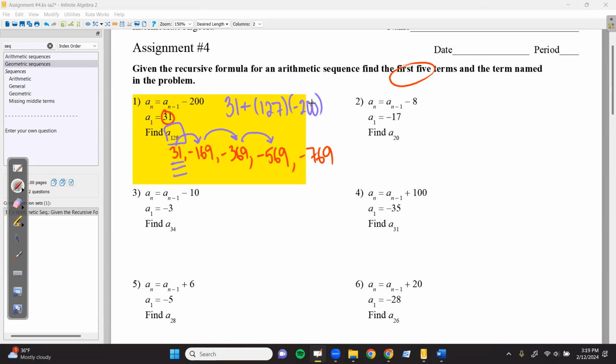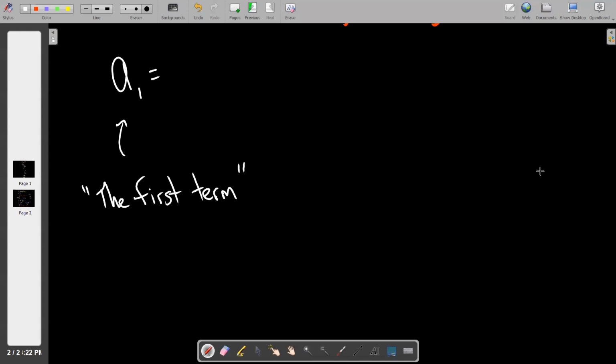All right, I want you to try number 2, without my assistance, but I would help you if that comes up. I need you to understand that when you see A with the little 1 underneath it, A sub 1, that is universal math speak for the first term. The little number down here is how far into the sequence we have to go. So A sub 1 is recognized as the first term in the sequence.